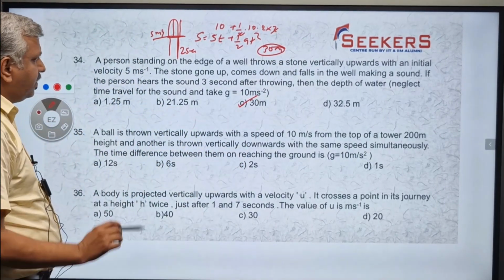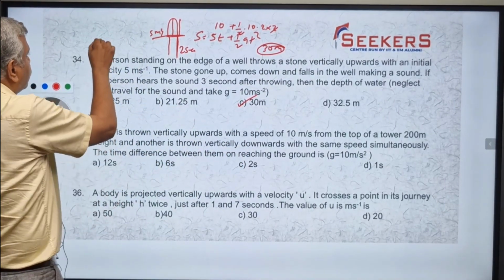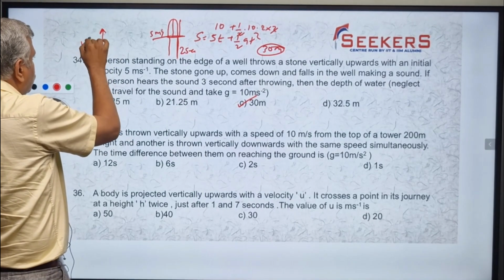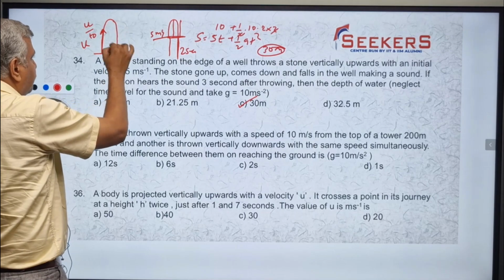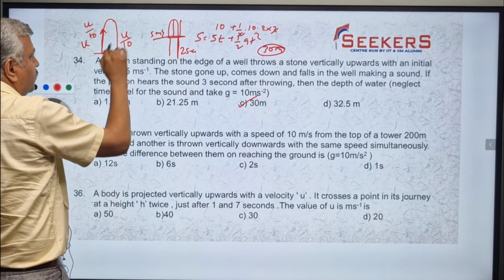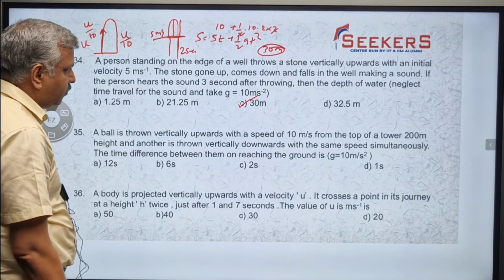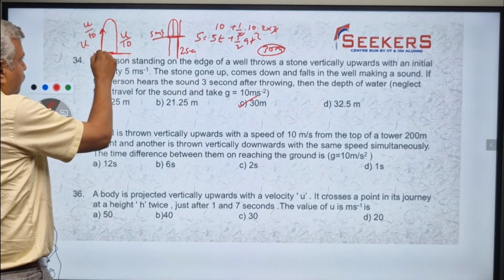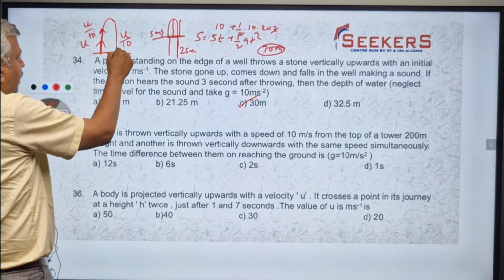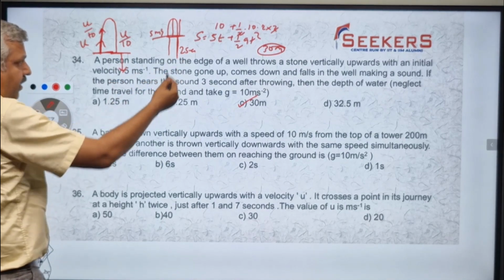Okay. See, this whole idea is that if something is thrown with a velocity of, let's say, u, it will go up for a time u by 10. Then it will come down for the same time u by 10. So that is the concept that I am using. Also, velocity here is equal to velocity here. So instead of taking the velocity up, I have assumed the velocity to be down, and then I found out S.